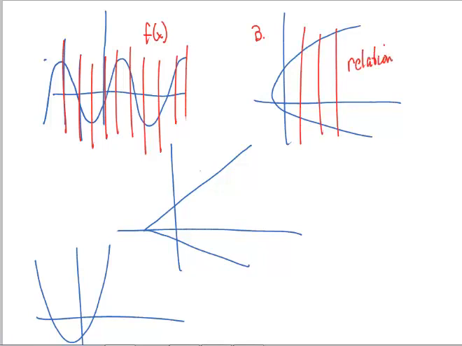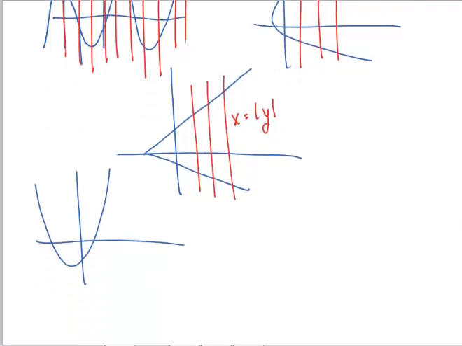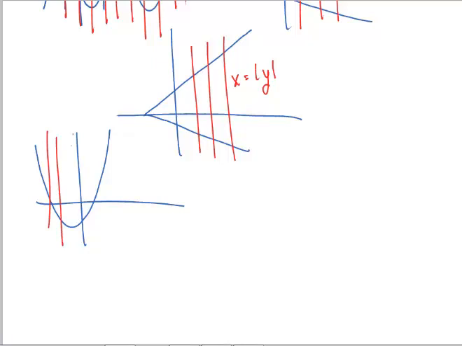Then we have this absolute value function. I guess this would be x equals the absolute value of y, something along those lines. This one clearly fails the vertical line test, and this next one here is going to be a function because it passes the vertical line test. So this is a review. This is stuff that you should already know by now.